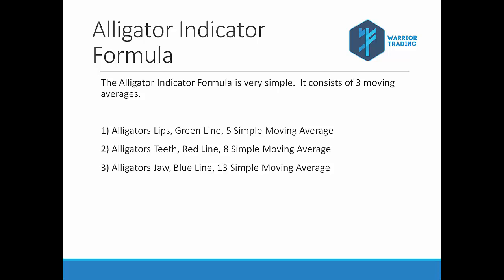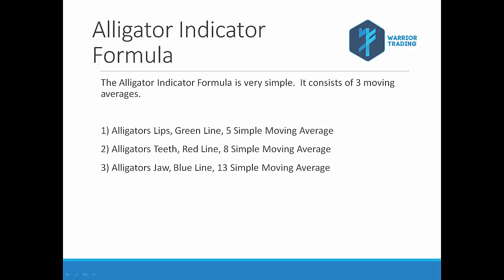All right, now the alligator indicator formula is pretty simple. It's three moving averages, and that's it. So the first moving average right here are the alligator's lips, and they're green, and it's a 5 simple moving average. The second moving average are the alligator's teeth, and they're red. It's because he's been eating, and that's an 8 simple moving average. And the third moving average is the alligator's jaw, which is blue because his jaw is kind of right below the waterline. And that's a 13 simple moving average. All right, so these three lines that we see on charts represent the alligator.